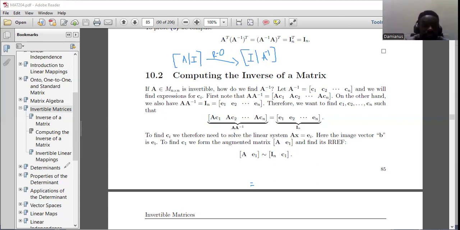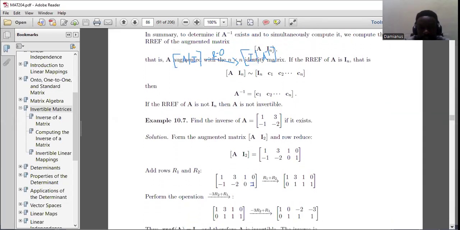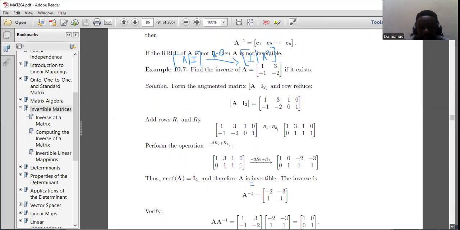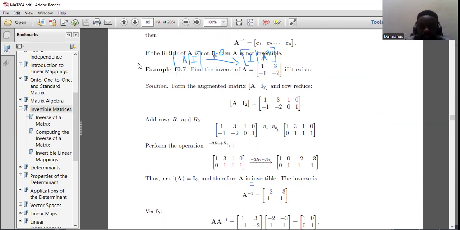And that's what the whole of this describes, which I don't want to look at because I think you have the book and you can read, okay? And you are good at this. So, for example, now here they give you an example of a question. I just go through this briefly. The question is asking you: find the inverse of A, given that A is this, 1, 3, minus 1, minus 2, if it exists.